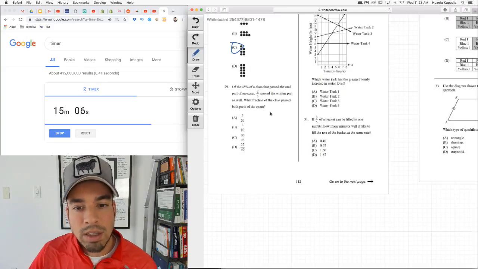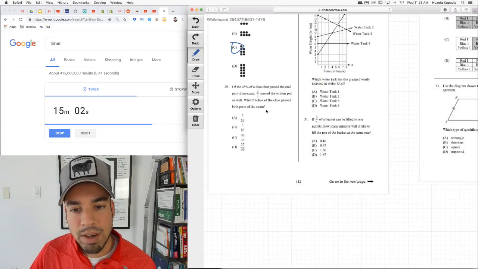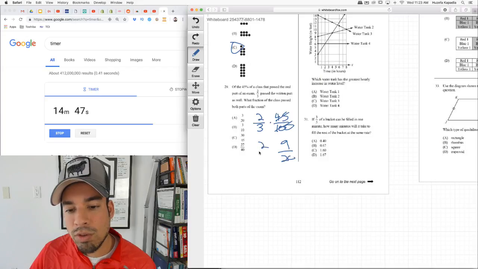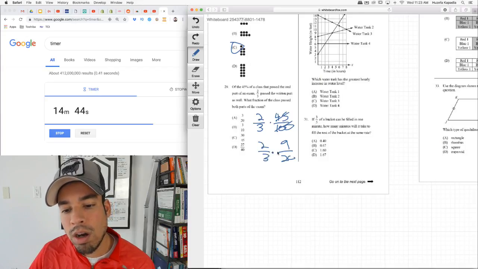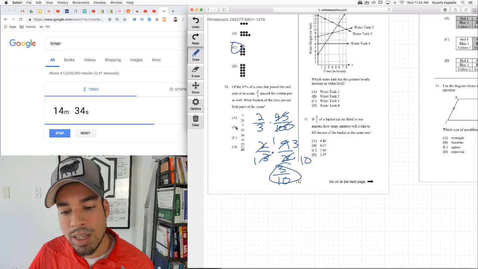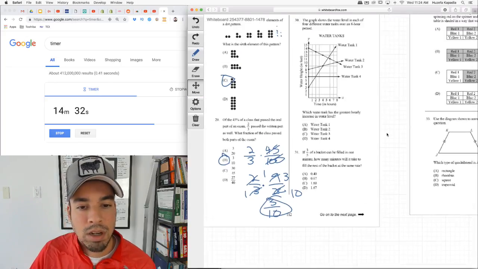Next, 45% of a class passed the oral part of an exam. Of those, 2/3 passed the written part. What fraction of the class passed both parts? Meaning, they're taking 2/3 of 45%. I'm going to write 45% as a fraction. Before I calculate this, I'm going to simplify it. I'm going to divide top and bottom by 5, and I get 9 over 20. So 2/3 of, meaning multiply, 9 over 20. Cross simplify: 3, 1, 1, 10. 1 times 3, and then 1 times 10, 3/10. Boom, done. There we go.